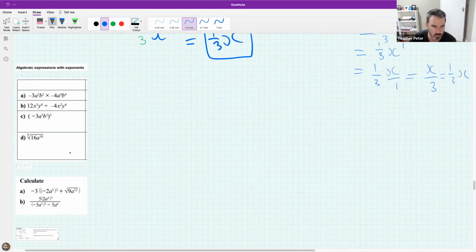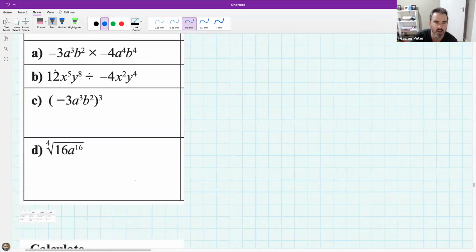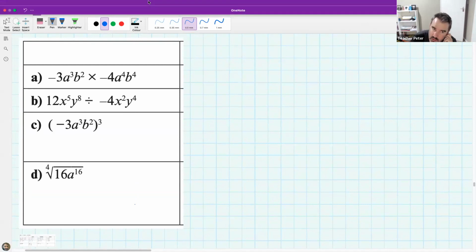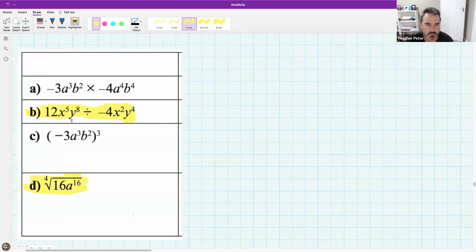Let's have a look at this one. I want you to try and do B. And then D looks a little bit different, but have a crack at that. And if you're unsure about something, ask me. Let's try and simplify these two.